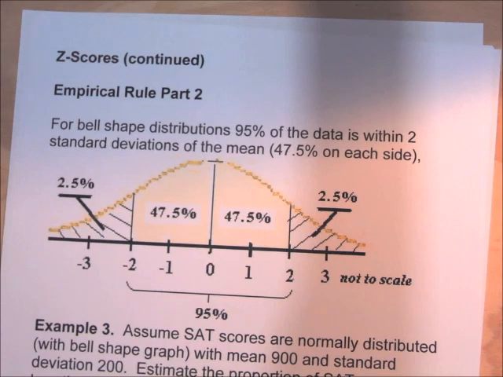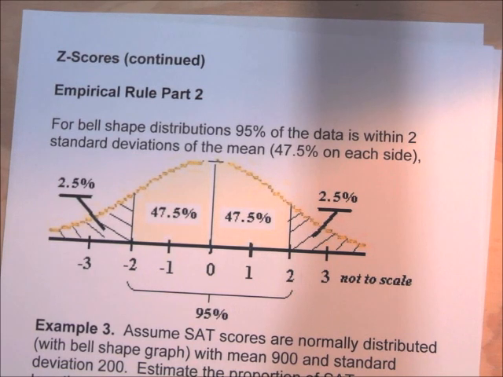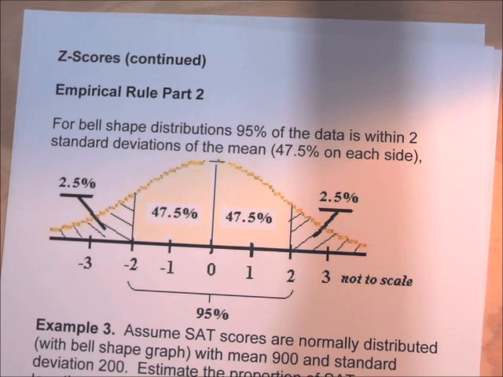So example 3, assume SAT scores are normally distributed with a bell-shaped graph with mean 900, standard deviation 200. Estimate the proportion of SAT scores that are less than 1300. So here we only have to compute 1 z-score. So z is going to be the score, which is 1300, minus the mean, which is 900, divided by 200. And this 400 divided by 200 is 2.